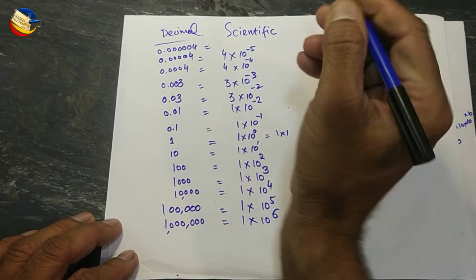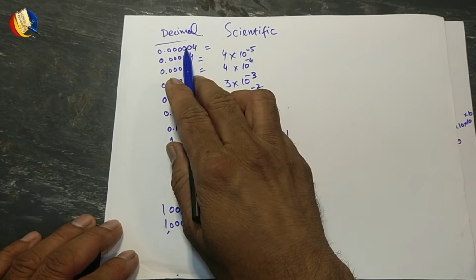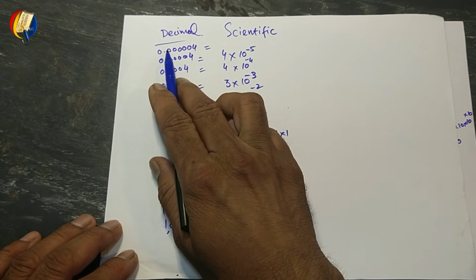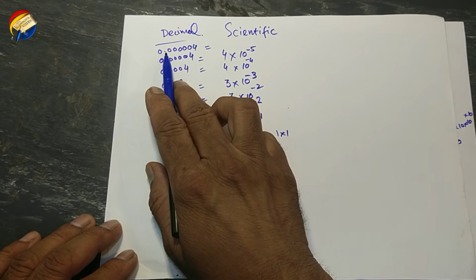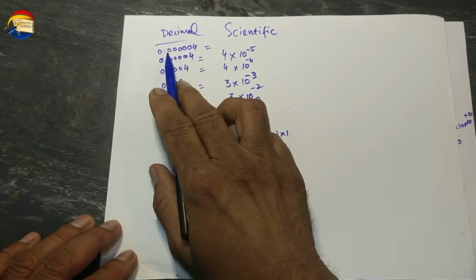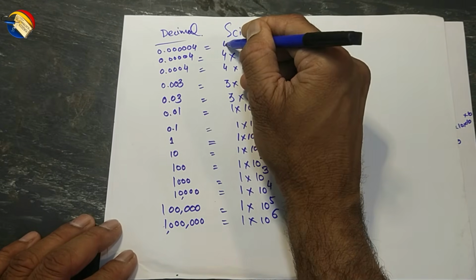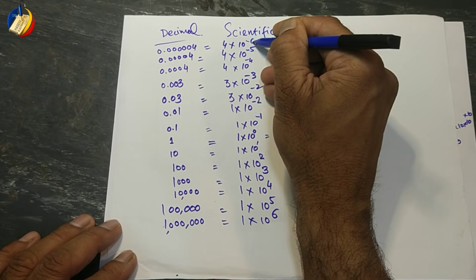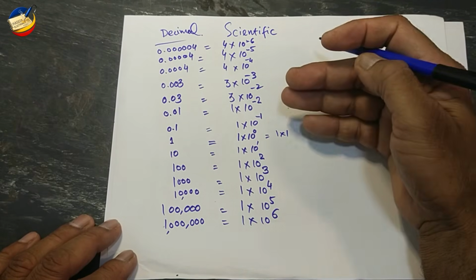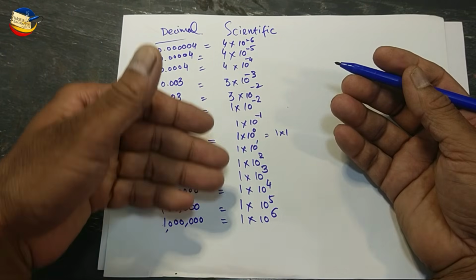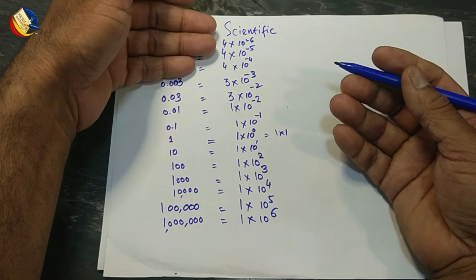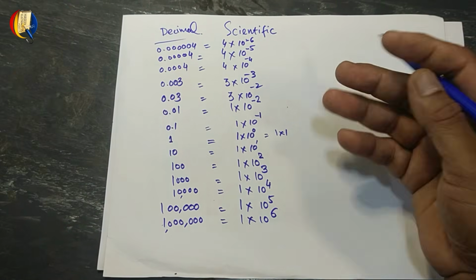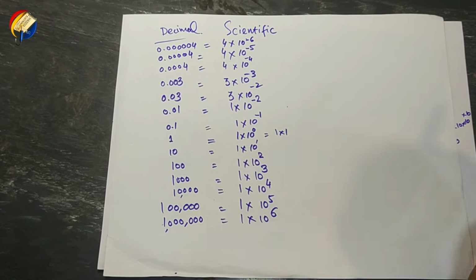0.000004. This time we have 1, 2, 3, 4, 5, 6 positions to the right side of the decimal point. So 4, that is this number, × 10 raised to the power minus 6. The same way, minus 7, minus 8, minus 9, minus 10, minus 11, minus 12. So these are scientific notations.